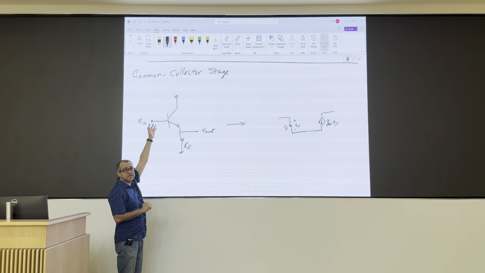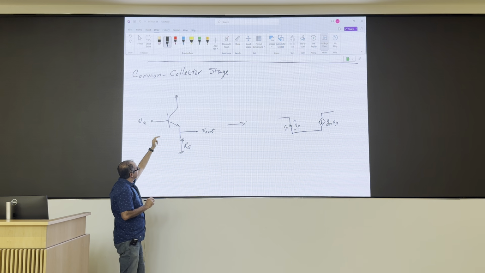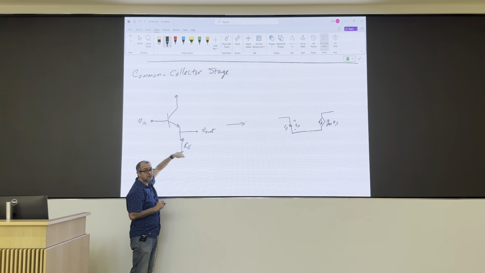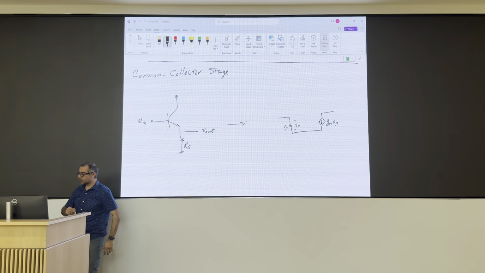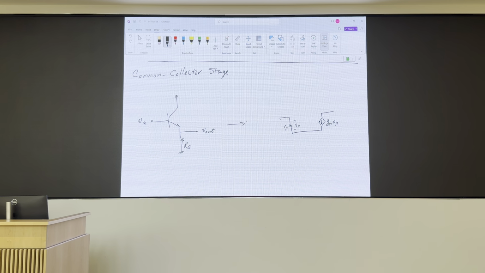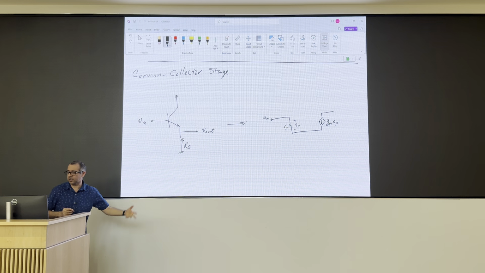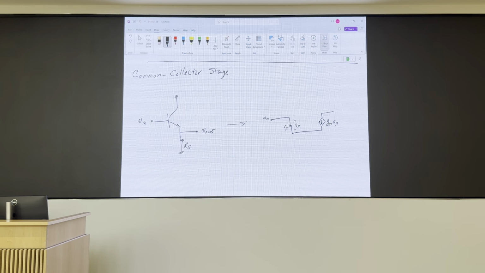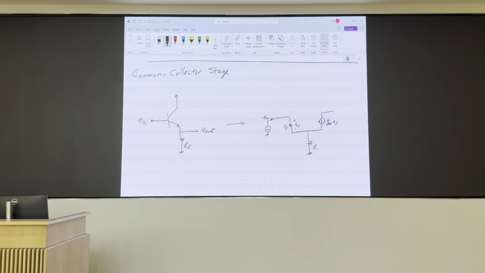Collector is connected to VCC, so it's going to be AC ground. Emitter is connected to RE, then ground, and Vin is directly connected to my source. Note that Vin in this case is not a label, it's actually a voltage source. So if you want to be explicit, you can just draw it. And the output is taken from the top of RE. Okay?